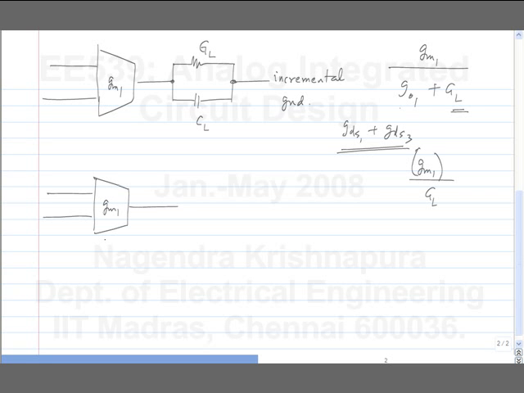Let us assume that the first stage is a differential pair. It doesn't matter which one it is. You can use the differential pair, folded cascode, telescopic cascode, anything you want. And this is biased at a certain current. And the load is connected to it.